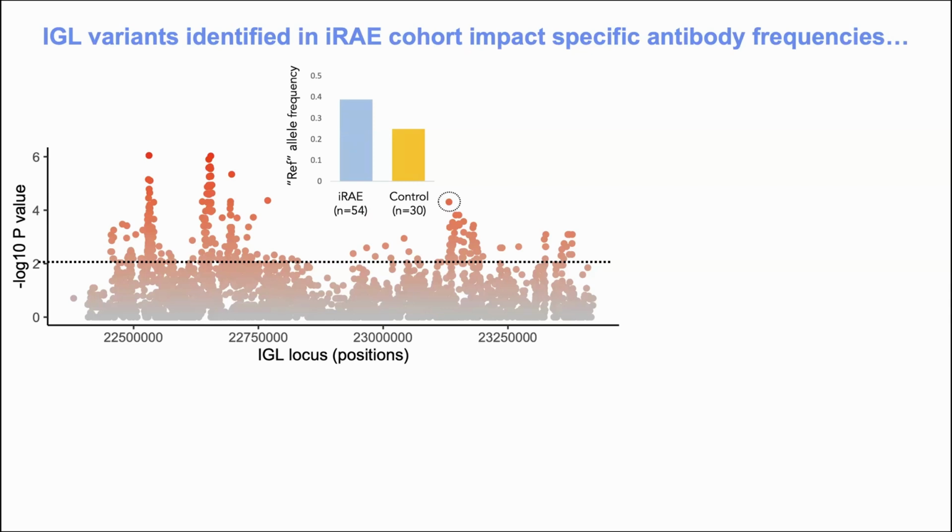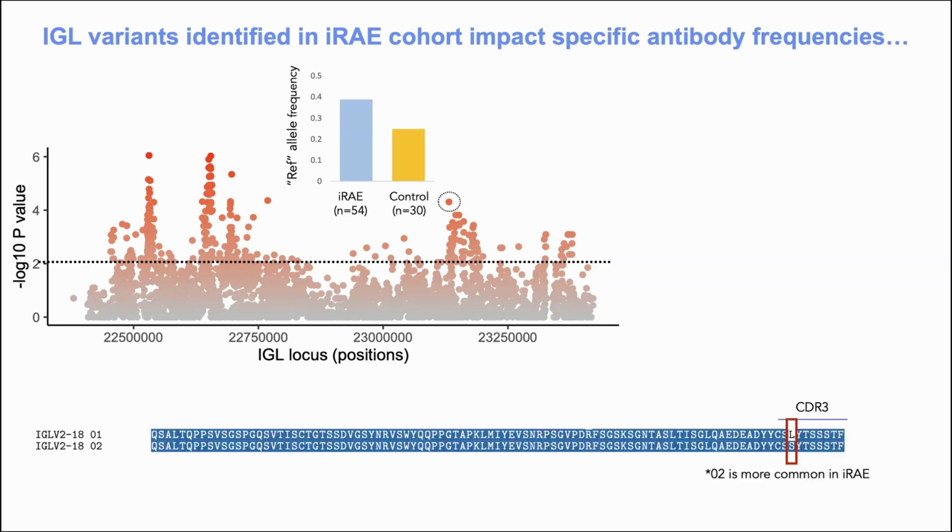And then we wanted to look at what that was associated with when it came to expression of specific genes in the T cell repertoire. And what we saw is that the people who had this variant, the IRAE-prone individuals, were more likely to impact the expression of this IGLV2-18 allele *02. And really what I want to show you here is that the difference between these alleles can be incredibly minor.